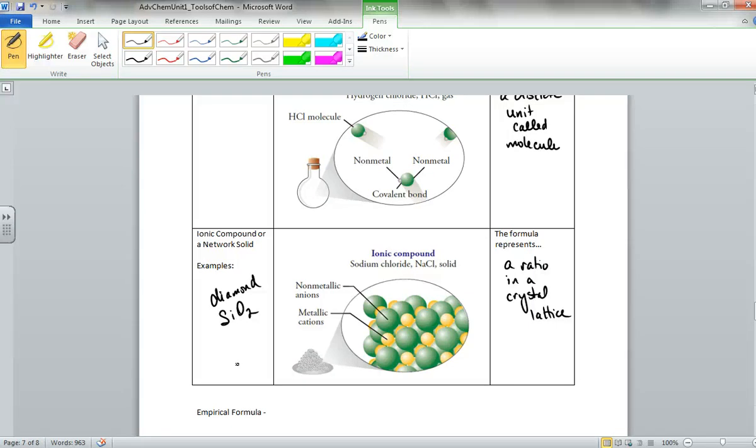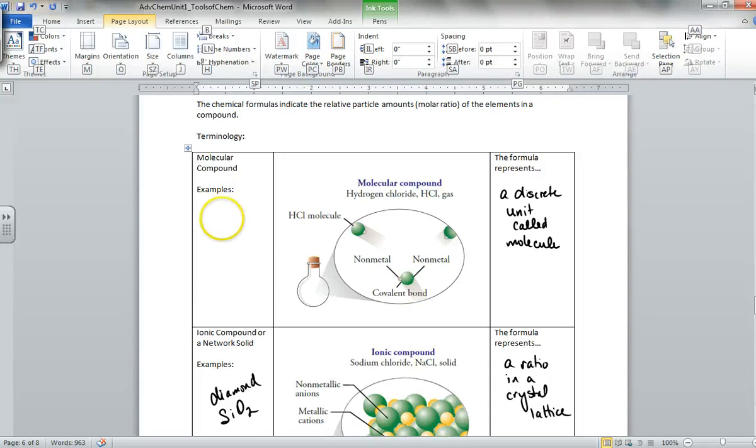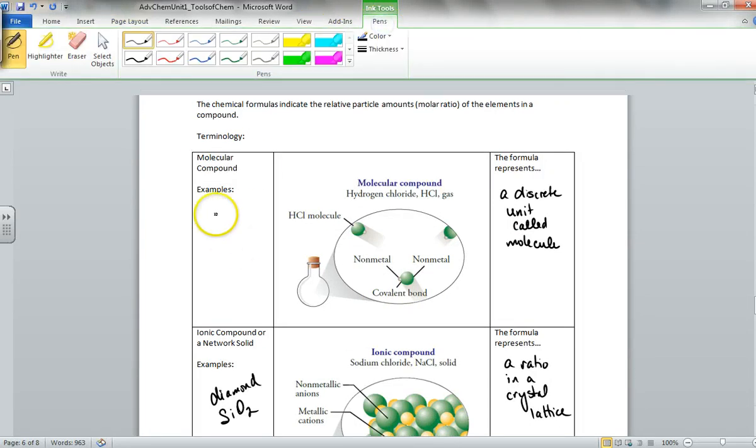If I go back up and look at the molecular compounds, we already mentioned hydrogen chloride. The hydrogen chloride molecule contains 1 hydrogen and 1 chlorine. That is the simplest ratio as well. It's a 1:1. You can have a molecule of H2O, where you have 2 hydrogens to 1 oxygen, and this represents a discrete unit with that particular combination. And hydrogen peroxide would be a third molecule, where you have 2 hydrogens and 2 oxygens bonded together.